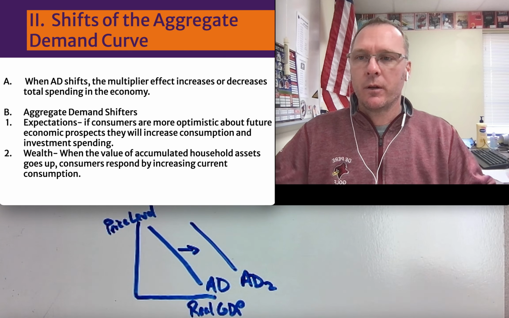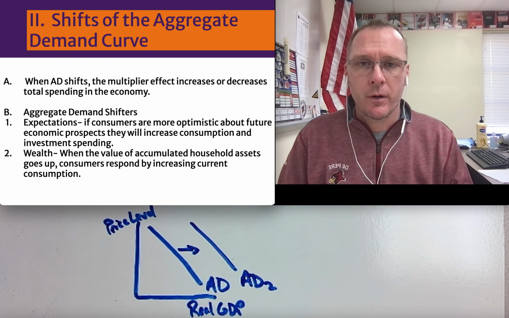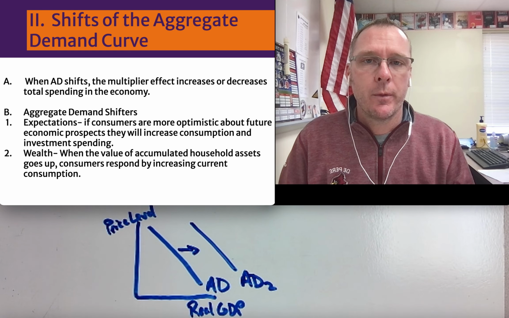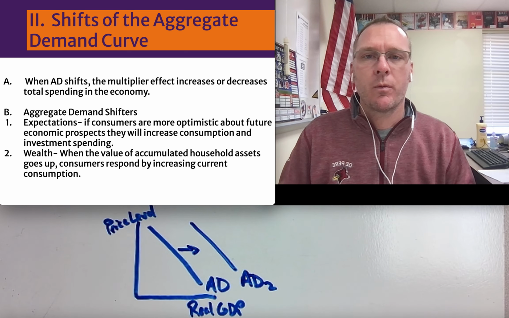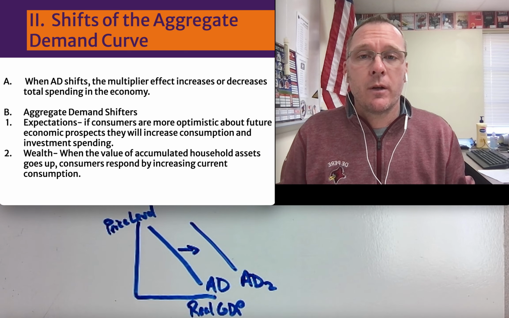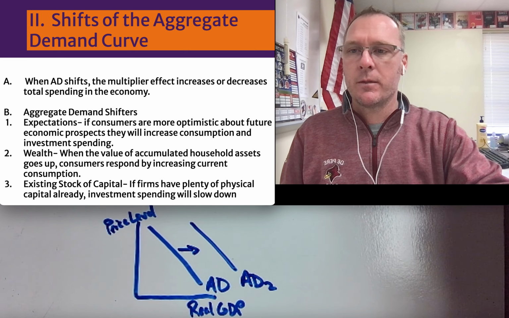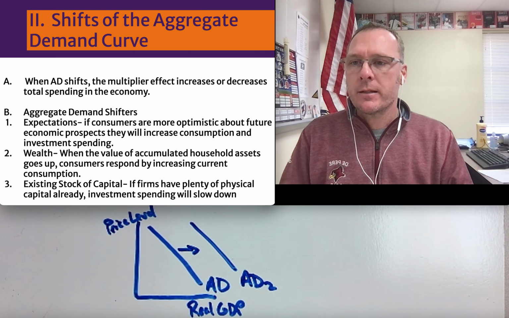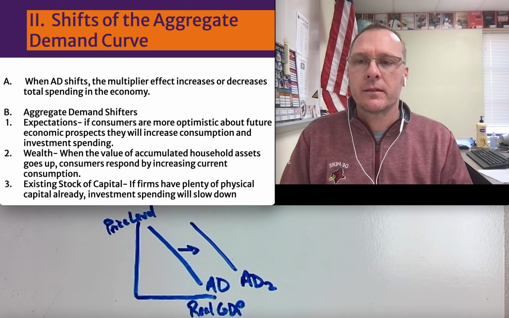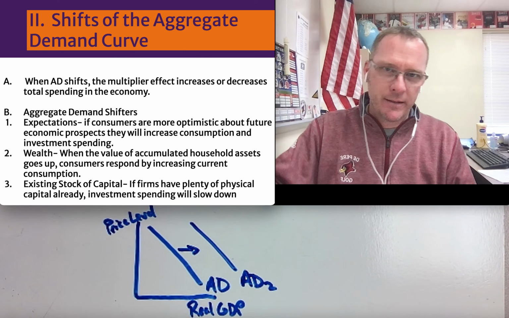When the value of household assets goes up, people are going to say, you know what, I have more money. Maybe my house is worth more. Maybe I have the opportunity to borrow against my house. So I'm going to go out and spend more, right? So aggregate demand will increase. And the last thing is existing stock of capital. Well, at least the last thing on this slide.